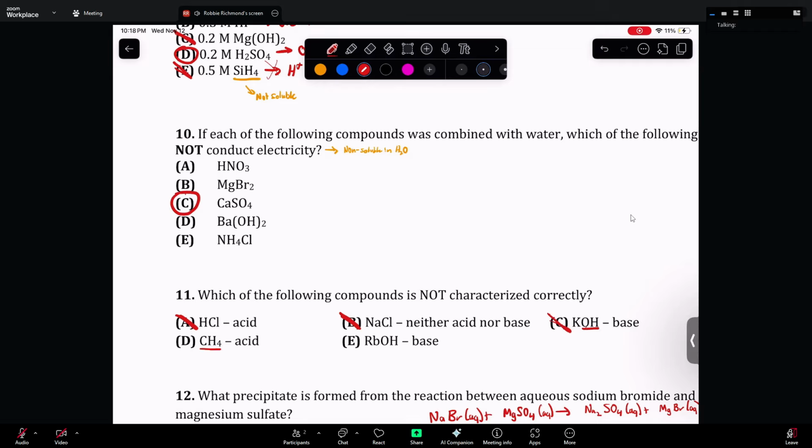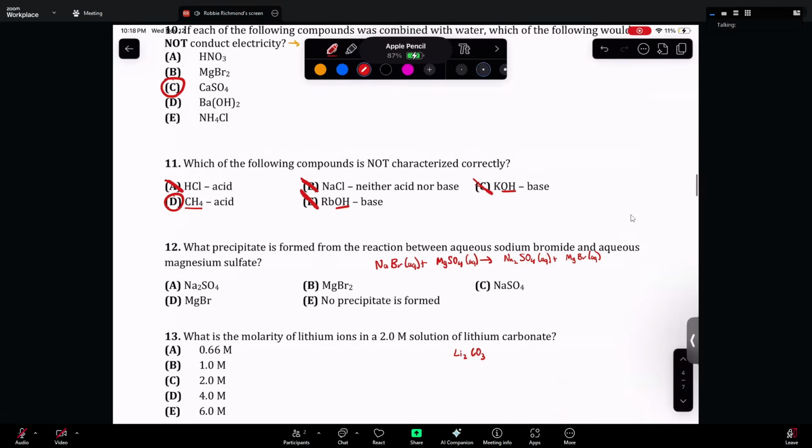I see CH4. CH4 is methane. This is a molecular compound. It cannot dissolve within water. So it's not going to be an acid. Then I see OH here, soluble in water. That's a base.